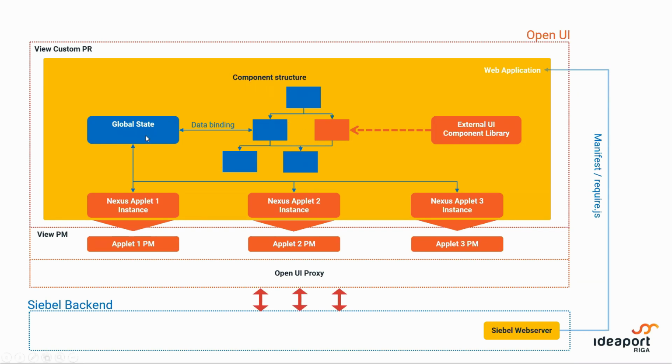As all the communication with Siebel is defined in the global state, we can easily replace the functions in the global state that work with data and make them work with some other source, not Siebel, like mock data or some other backends.